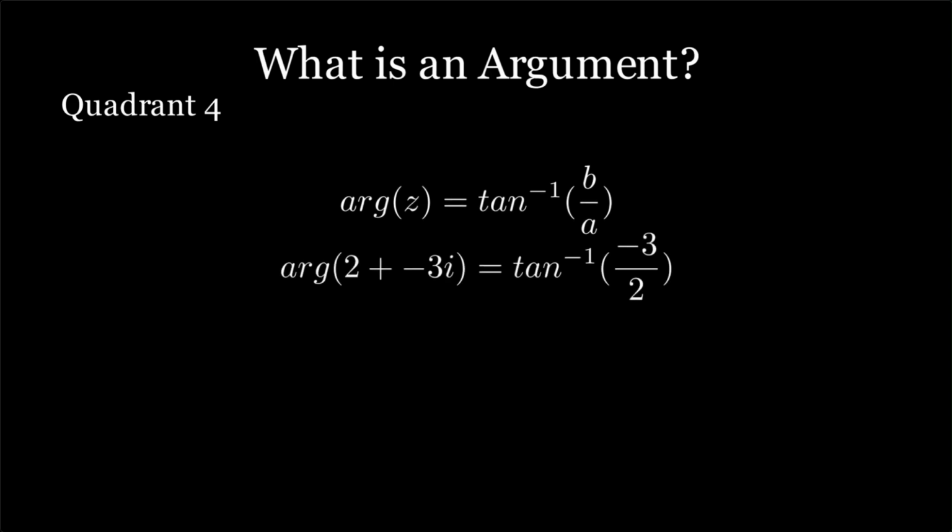So let's do an example. Let's find the argument of 2 plus -3i. We can say that's equal to the inverse tangent of -3 over 2. And we see that the argument of 2 plus -3i is approximately -0.983 radians.